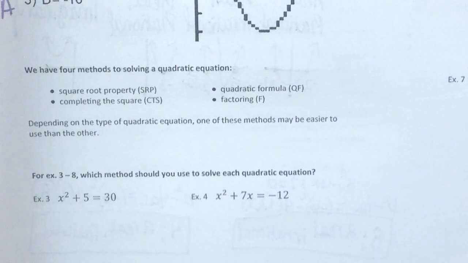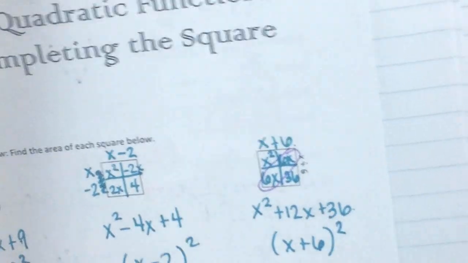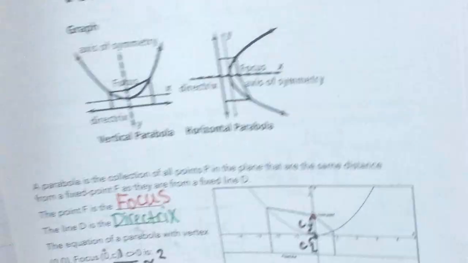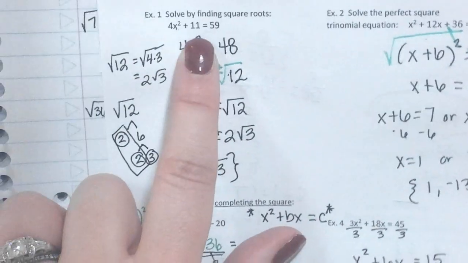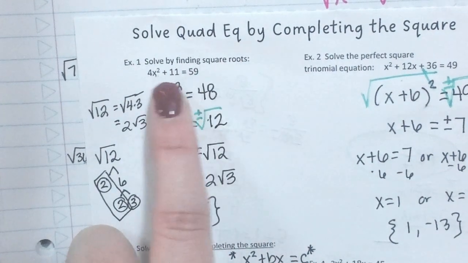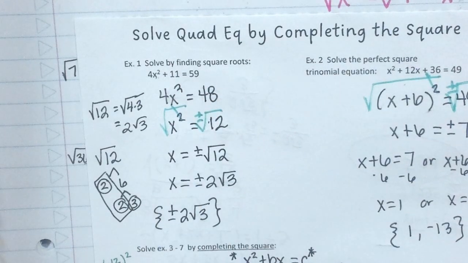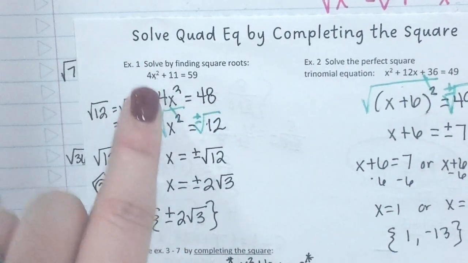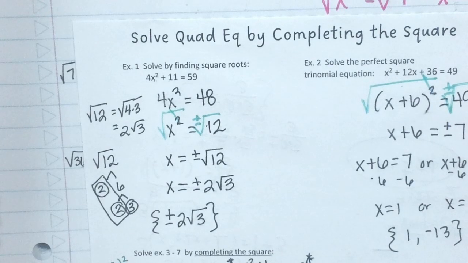So square root property. I'm just going to go back to my notes on square root property. Here it is. Example 1 from page 20. Solve by finding square roots. So this problem was appropriate for the square root property. Why? Because 4x squared is squared.